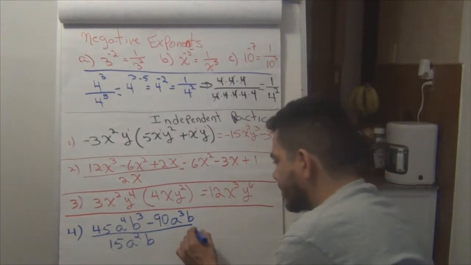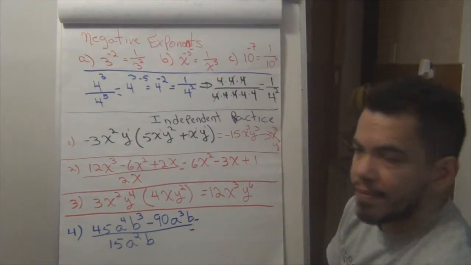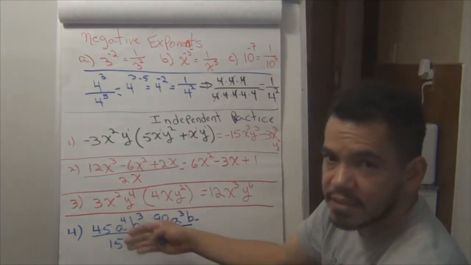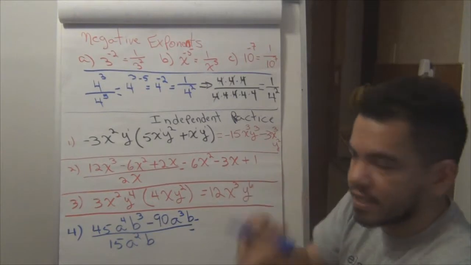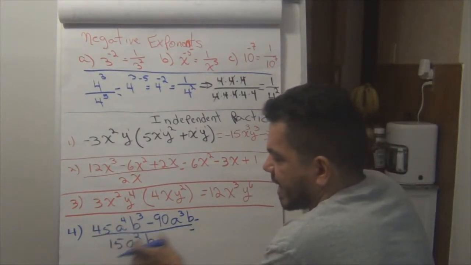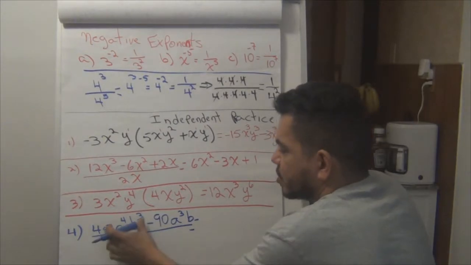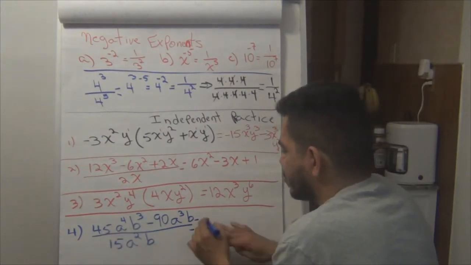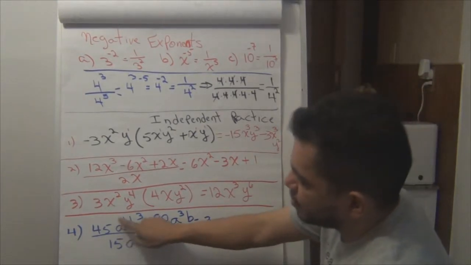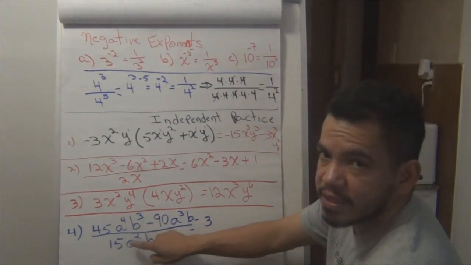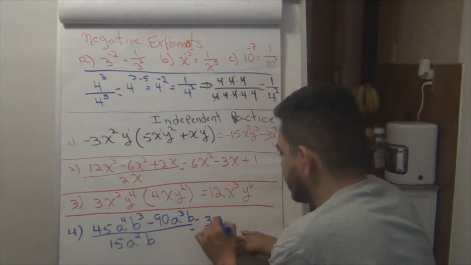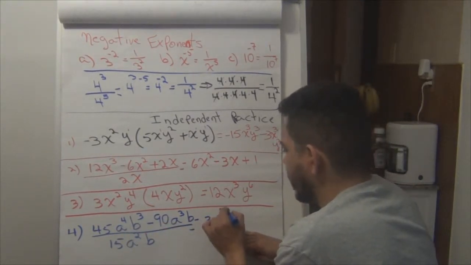Alright, so how do I tackle this problem? Well, remember, coefficients will be divided. Bases, exponents will be subtracted. So let's see, 45, and remember, this is divided by that and this also divided by that. 45 divided by 15 is 3. A to the 4 divided by a squared is a to the 4 minus 2. So that is a squared.